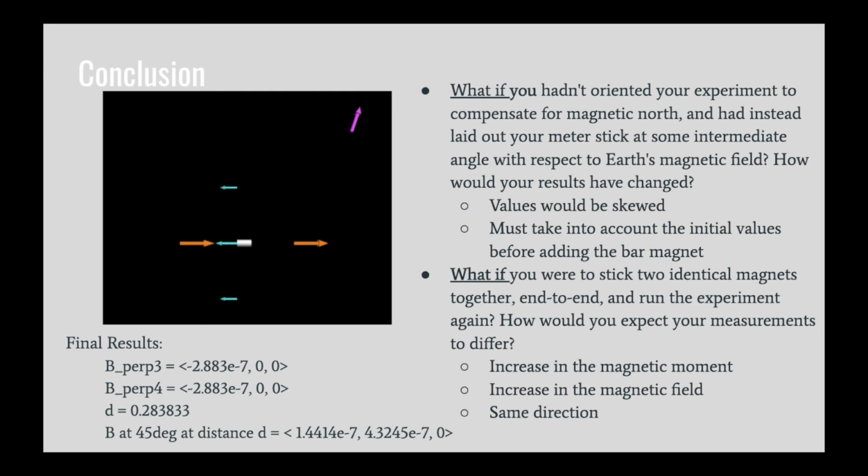Next question. What if you were to stick 2 identical magnets together end to end and run the experiment again? How would you expect the measurements to differ? Well, overall we would see an increase in the magnetic moment and an increase in the magnetic field, but it would be in the same direction because we would have about twice the magnet, but it would be oriented the same, and overall when they were connected, they just create one larger magnet. And that's why we would have these results with the same direction but just a larger magnitude.